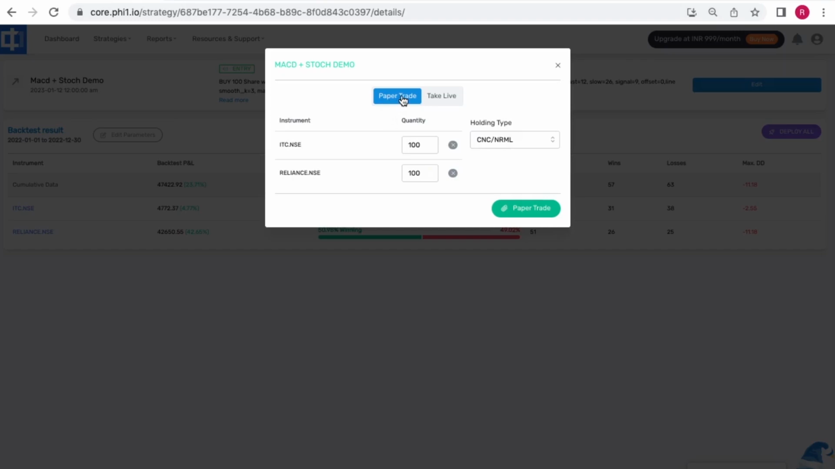After you're done with the paper trading and are okay with the results, you can click take live and select a broker of your choice, finally clicking take live. Selecting this option is going to ensure that your strategy will be executed automatically if your entry and exit conditions are met. This is how Phi 1 Core can actually end-to-end automate your strategy without you having to stay glued to the screen.